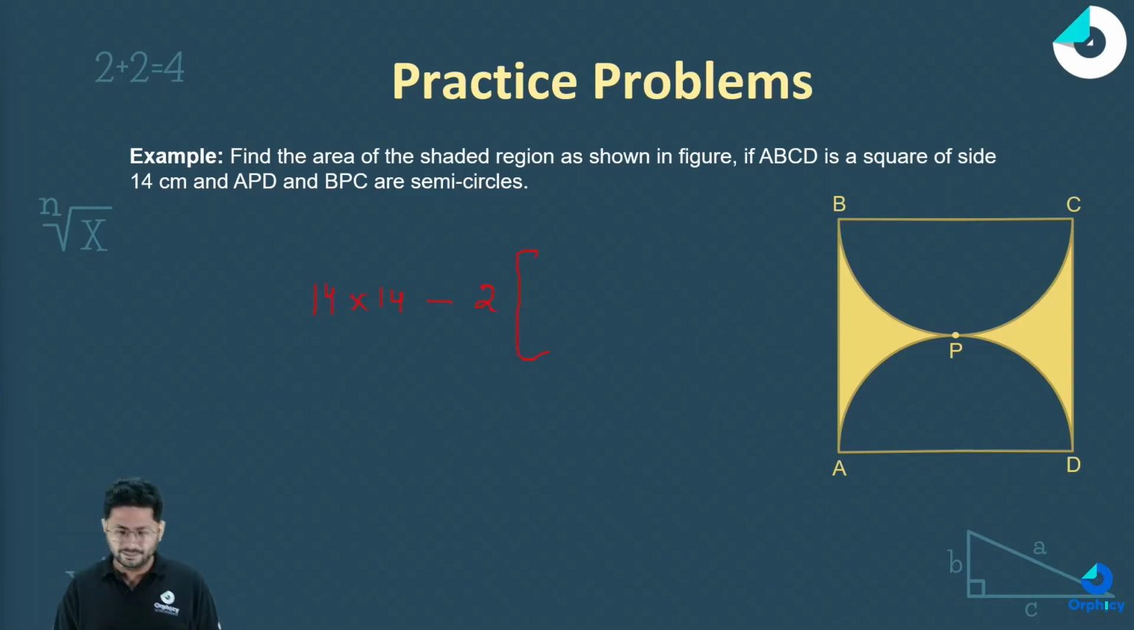2 into, the area of one semicircle is half pi r square. So half into pi into the radius, which should be 7, because if this is 14, then the radius should be 7. 7 into 7. Okay, 7 by 7, 2 by 2, so 14 into 14 is 196 minus 154. So the answer should be equal to 42 centimeter square. Okay, so that should be the correct answer.